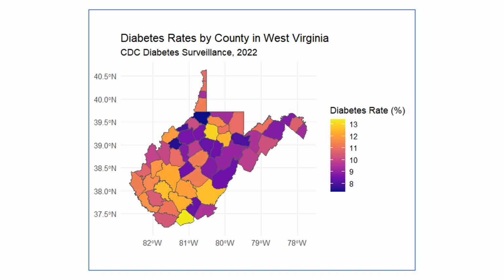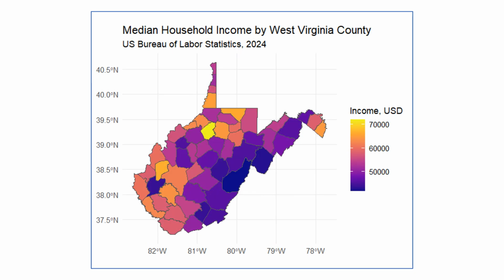Here's the diabetes rate map. I'll leave it up for a few seconds in case you want to pause and examine it more closely. And here's my income level map, which I will also leave here. I'll just leave it up for a few seconds in case you want to pause it and take a closer look.